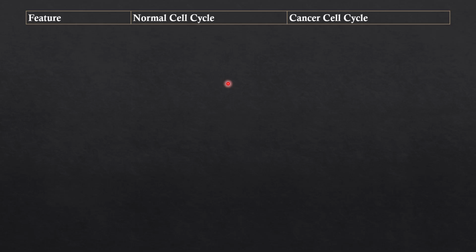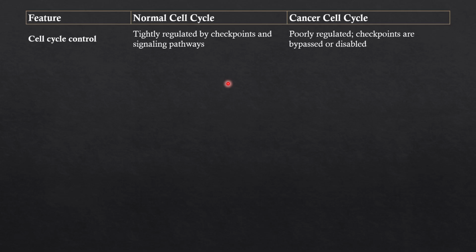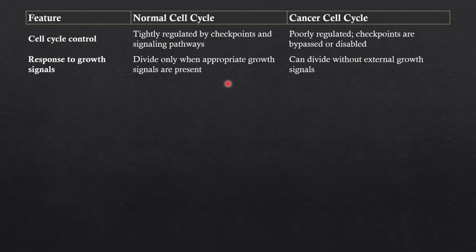So this slide compares the normal cell cycle with the cancer cell cycle and highlights how the regulation is lost during cancer development. In normal cells, the cell division is tightly regulated by checkpoints and signaling pathways. These checkpoints ensure the cells only progress when the conditions are appropriate. In contrast, in cancer cells, this regulation is poorly controlled, and the checkpoints are often bypassed or completely disabled, allowing continuous divisions.